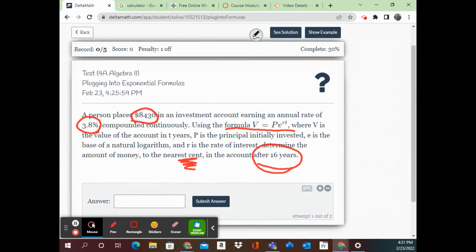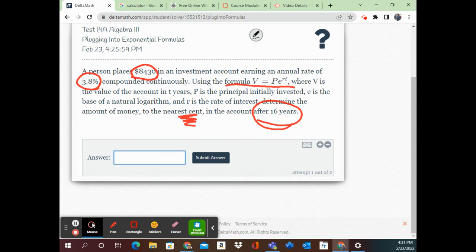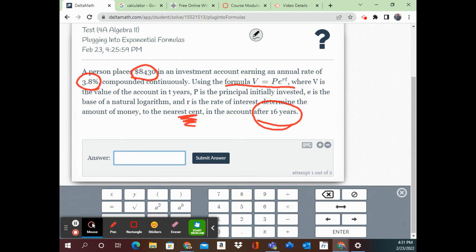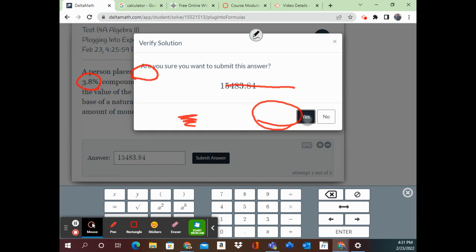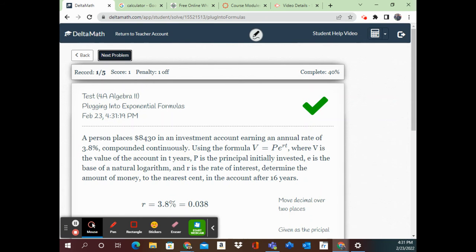So now we go back to Delta Math. We scroll down and plug in our answer: $15,483.84. And it's important to see this question and understand that we're rounding to the nearest cent. You can get an incorrect answer for not rounding to the correct place.